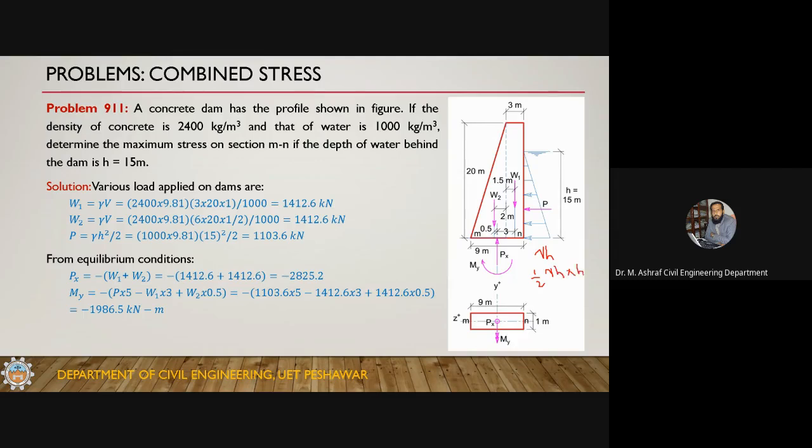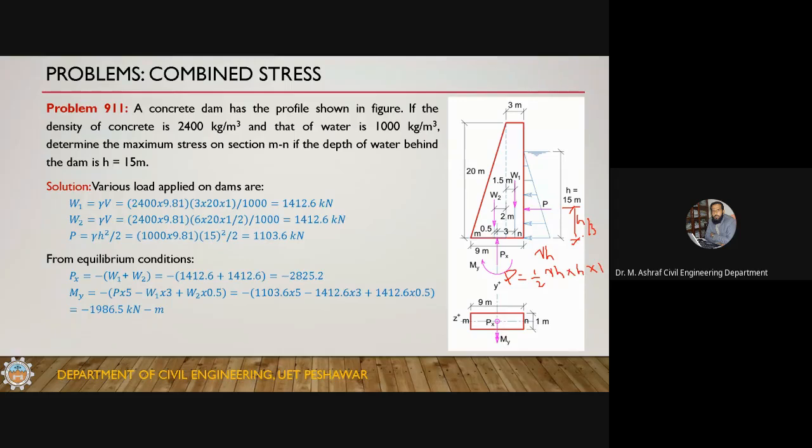Okay, half of gamma H square, this is what? This is P. Half of gamma H square, and also multiply the length of this. The length of the dam we have taken is 1. So this is half into gamma, and the point of application is this, a triangular variation. So the point of application of this force will be at a distance of h by 3.